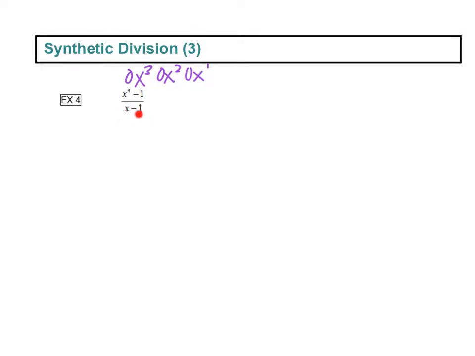We are dividing by an x minus 1. That's a negative 1, so we are going to put a positive 1 in our box. Then we write out all the coefficients for this polynomial in the numerator. In front of the x to the fourth is a 1. And then you need your x to the third, which has a 0. X squared has a 0. X to the first power has a 0. And then a negative 1. So we kind of think of these as placeholders. We do need a spot for every power of x.